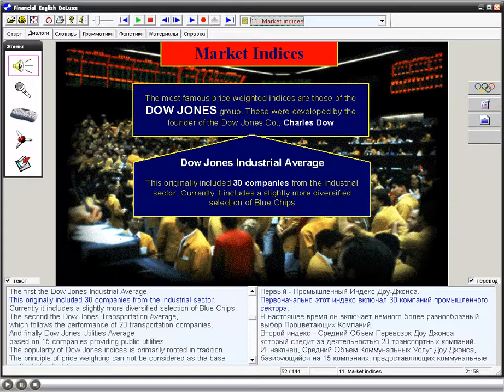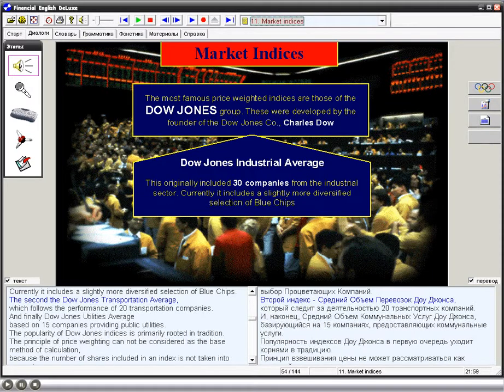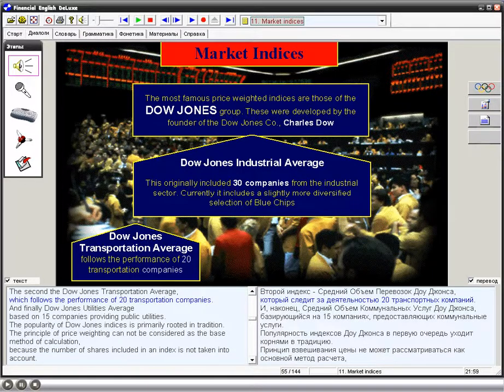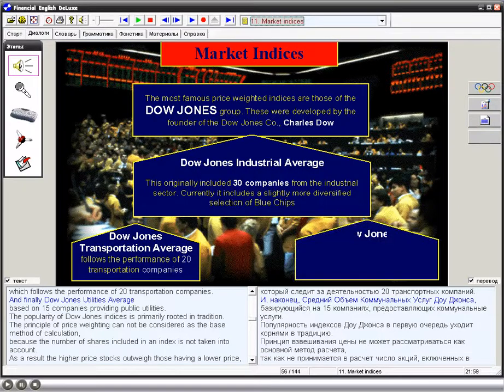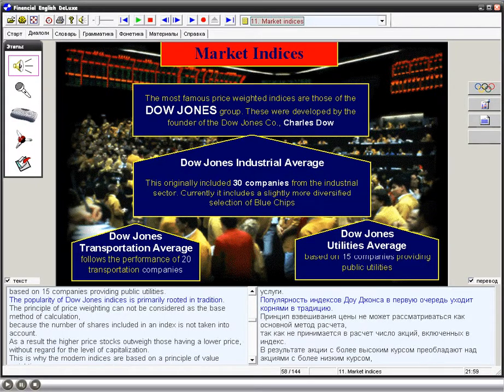This originally included 30 companies from the industrial sector. Currently, it includes a slightly more diversified selection of blue chips. The second, the Dow Jones Transportation Average, which follows the performance of 20 transportation companies. And finally, the Dow Jones Utilities Average. This is based on 15 companies providing public utilities. The popularity of the Dow Jones indices is primarily rooted in tradition.